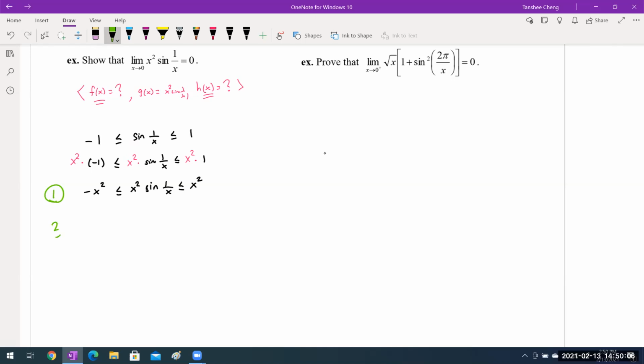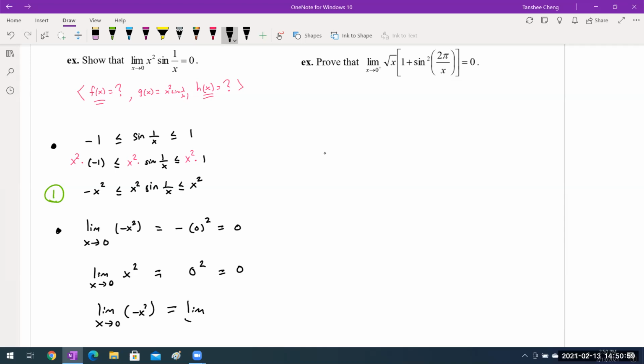Now, looking at the second case, second criterion. What is the second criterion that we want? We want to find the limit as x approaches 0 of negative x squared, the lower bound, and the limit as x approaches 0 of the upper bound x squared. That's case 2, which, in this case, we will see that direct substitution is applicable, so it will be -0 squared, which is 0. And direct substitution is applicable, 0 squared is equal to 0. What does this tell us? These two limits are the same. So the limit as x approaches 0 of negative x squared is equal to the limit as x approaches 0 of x squared. That is the criterion 2 that we want to see and meet.